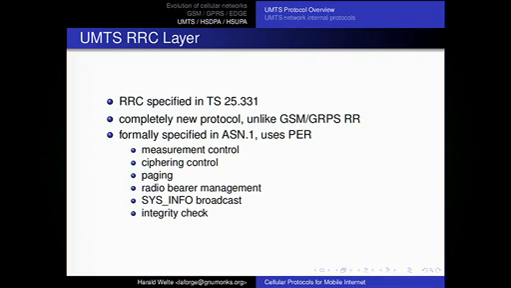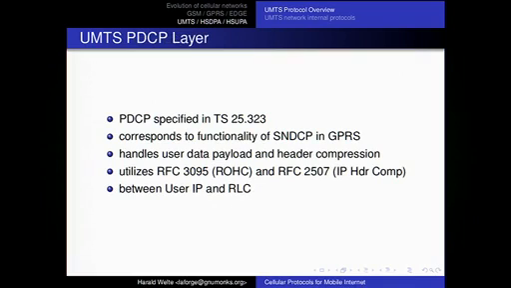RRC itself takes care of measurement control, ciphering control, paging, radio bearer management, so which channels to use and so on, broadcasting system information, and also has integrity checking. The RRC corresponds to the RR layer on GPRS. The PDCP is the replacement for SNDCP. Not quite sure. They could have used SNDCP. I don't really see much difference between those protocols, but they just are different and have a different name.